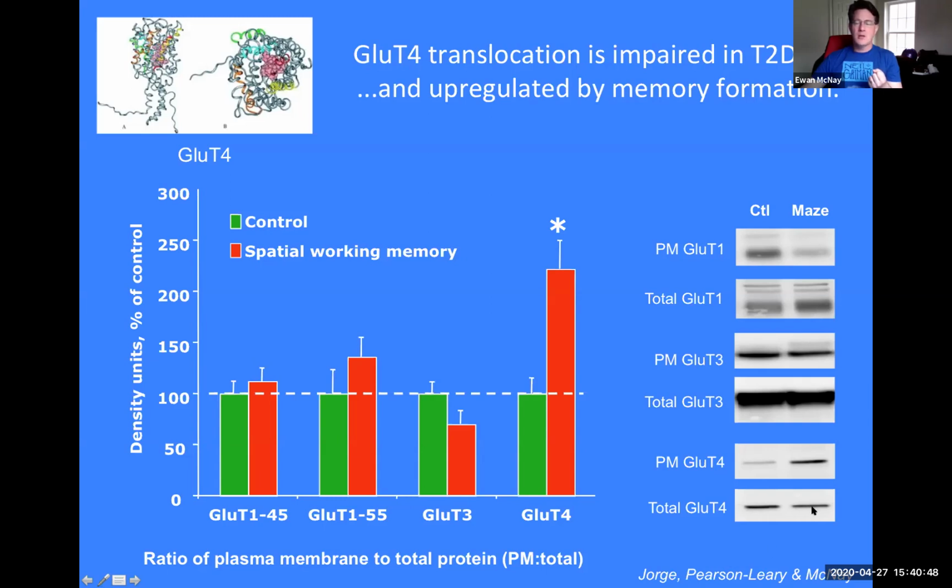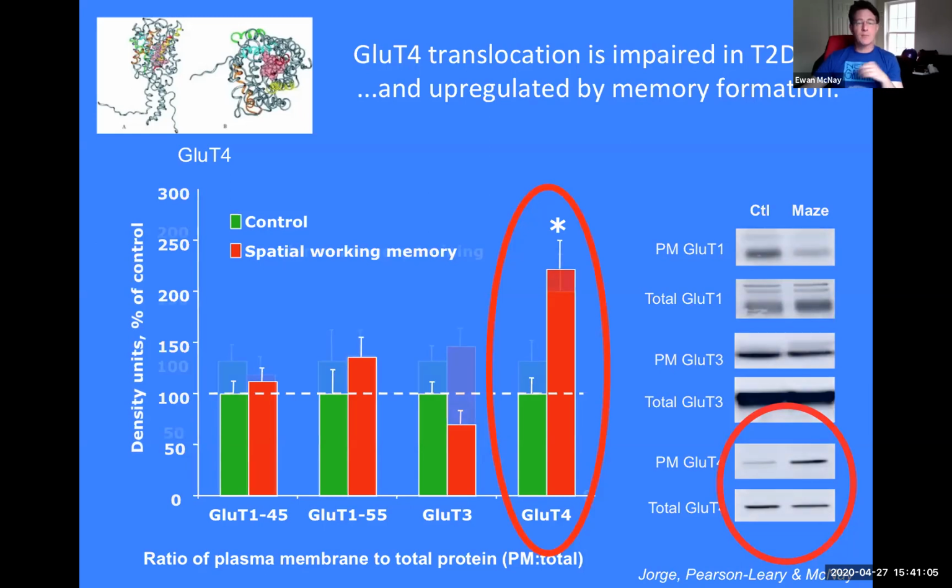And again, notice, there isn't any change in total protein amount. The cell isn't making more protein. It's just sending it up to the plasma membrane. When you put the animal in a maze task, it's sending that receptor up to the cell surface saying, get me more glucose. Very, very specific, very consistent.